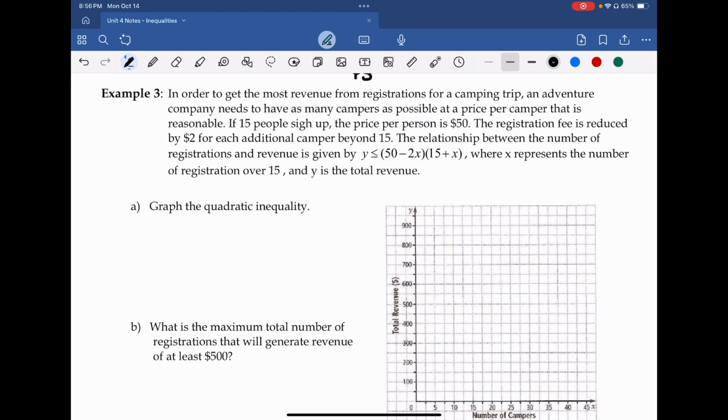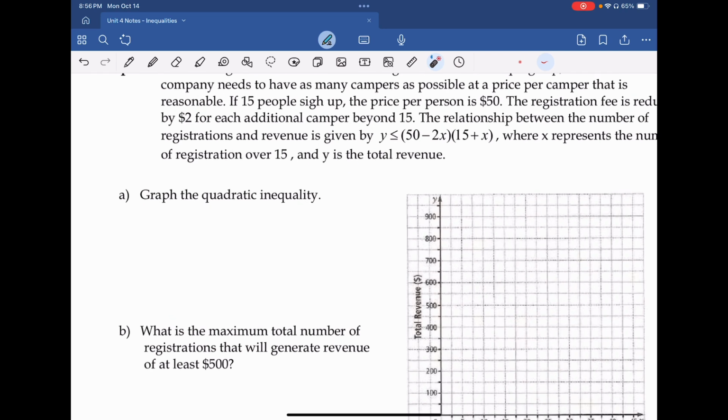So in order to get the most out of the revenue from registrations for a camping trip, an adventure company needs to have as many campers as possible at a certain price point that is reasonable. If 15 people sign up, the price per person is $50. So that's kind of a base benchmark. The registration fee is reduced by $2 for each additional camper beyond 15. The relationship between the number of registrations and the revenue is given by the inequality as such, where x represents the number of registrations over 15 and y is the total revenue. All right, write a quadratic inequality or graph it.